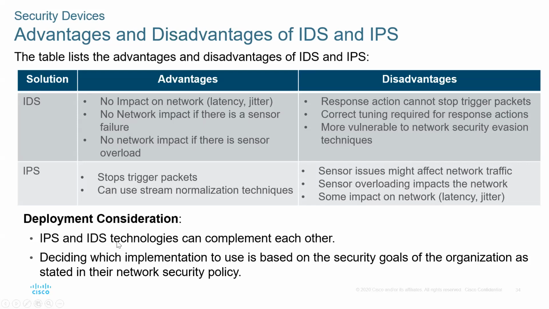So they typically complement one another. For example, this is, again, prevention. This one's going to detect something that got through the IPS and can also send that traffic away. They work in harmony. So you decide which implementation to use based on the security goals of the organization, stated in whatever network security policy is written.